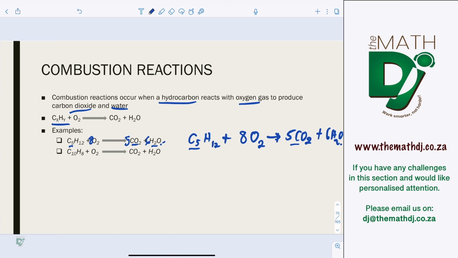So combustion is hydrocarbon plus oxygen to form carbon dioxide and water. So these are typical combustion reactions. So you just remember this.